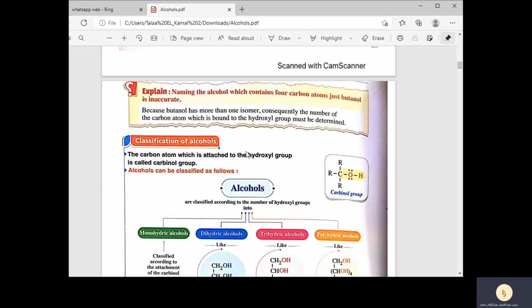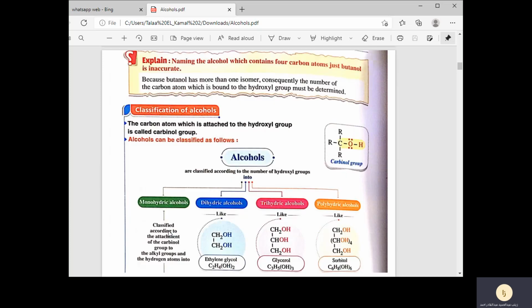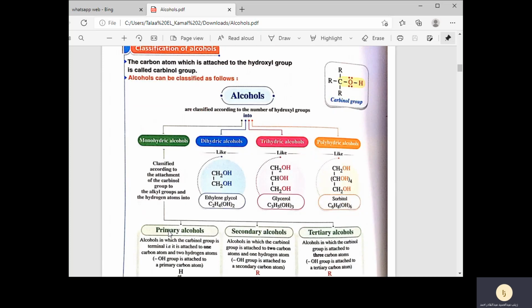Alcohol can be classified according to the number of OH into monohydric alcohol, dihydric alcohol, trihydric alcohol, polyhydric alcohol. Monohydric alcohol means alcohols which contain one hydroxyl group, classified according to the attachment of the carbinol group, the alkyl groups and the hydrogen atom into primary, secondary, tertiary. يبقى تاني احنا بنقسم على اساس number of hydroxyl group الى monohydric.